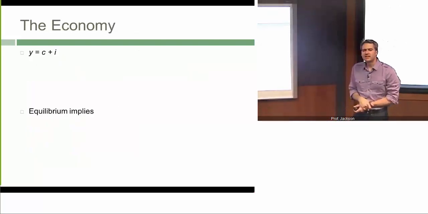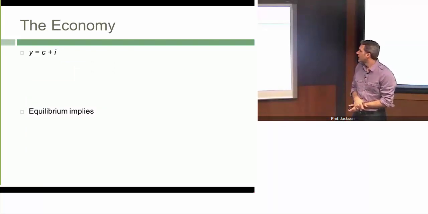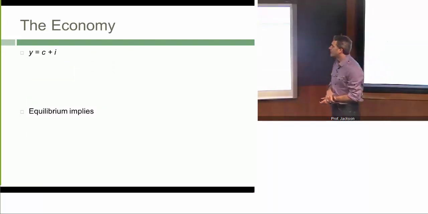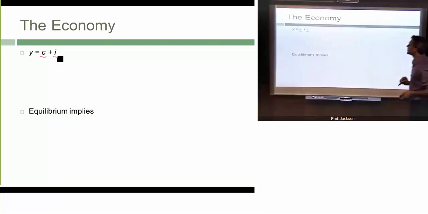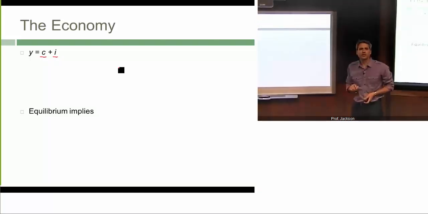So we're going to set up a really basic economy. And so the amount of output, again, this is output per worker, is going to be equal to consumption per worker plus investment per worker. This looks a little familiar because it looks a lot like the national income accounting identity. That's exactly what it is, but it's in per worker standards.